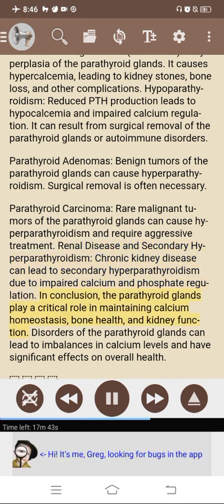In conclusion, the parathyroid glands play a critical role in maintaining calcium homeostasis, bone health, and kidney function. Disorders of the parathyroid glands can lead to imbalances in calcium levels and have significant effects on overall health.